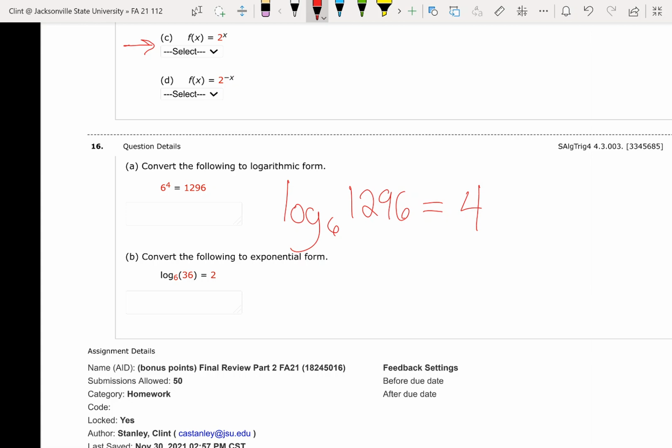B, we're trying to go from logarithm form to exponential form, so the base of our logarithm is 6. And that says that 6 to the second power is 36.